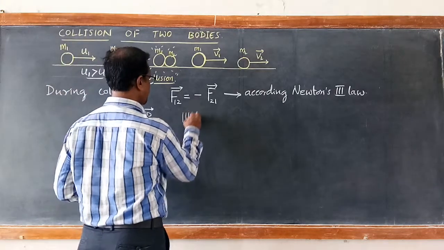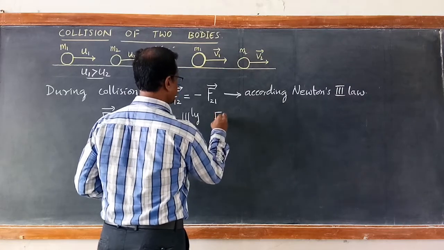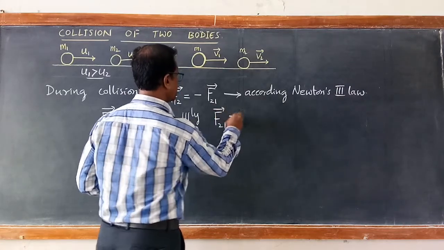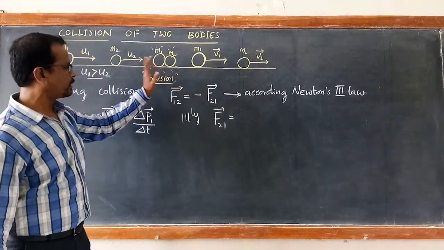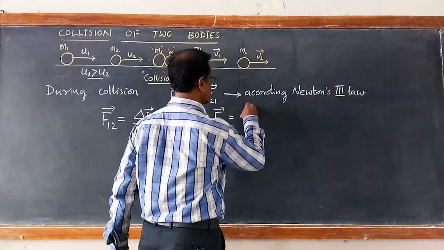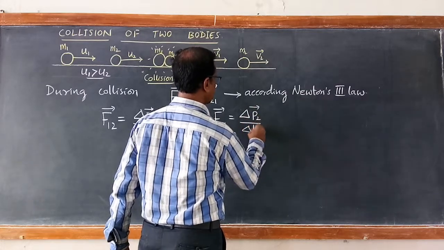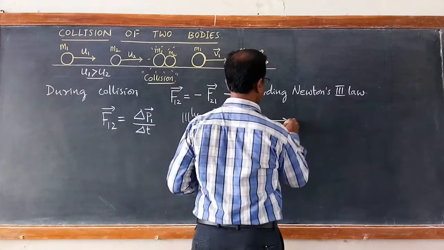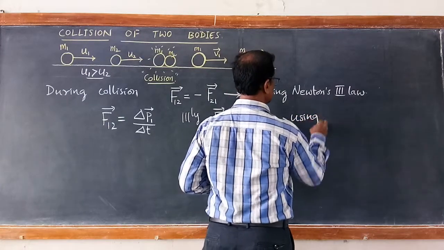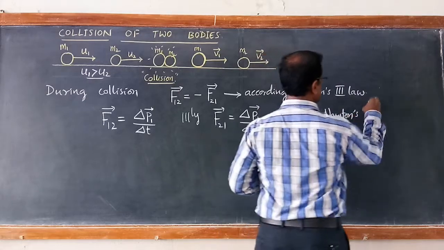Similarly, F21 is the force on 2 due to 1. Force on 2 leads to change in momentum of second particle, delta P2 by delta T. This is using Newton's second law.